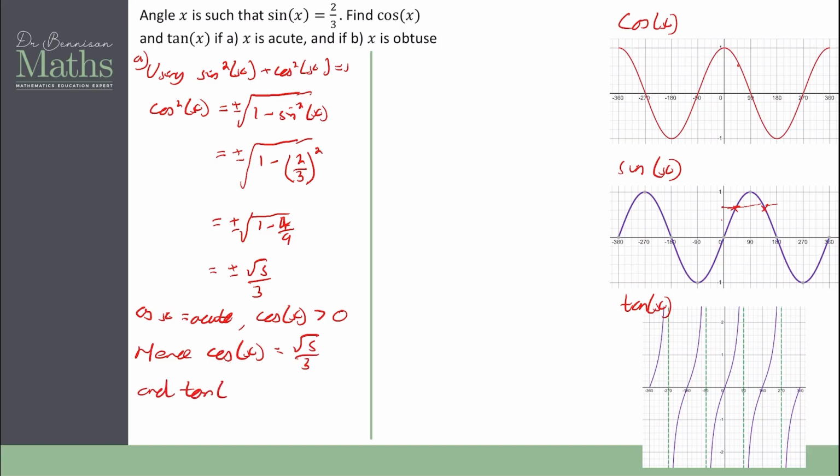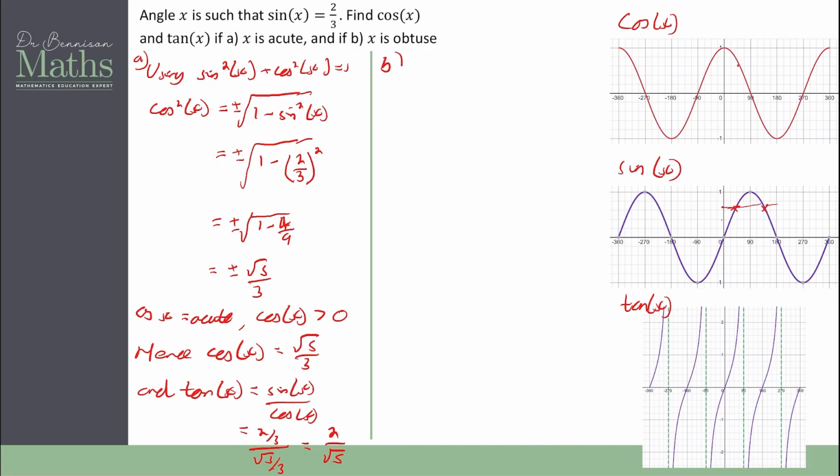and tan x is sine x over cos x. So 2/3 divided by root 5/3, which is 2 over root 5 and positive. Similarly, if you look at the graph of tan, between 0 and 90, tan is positive.